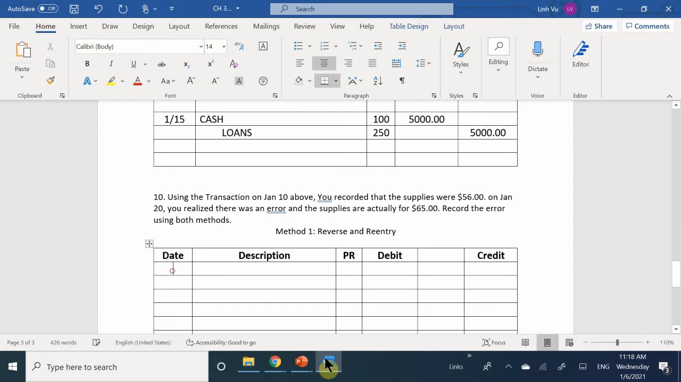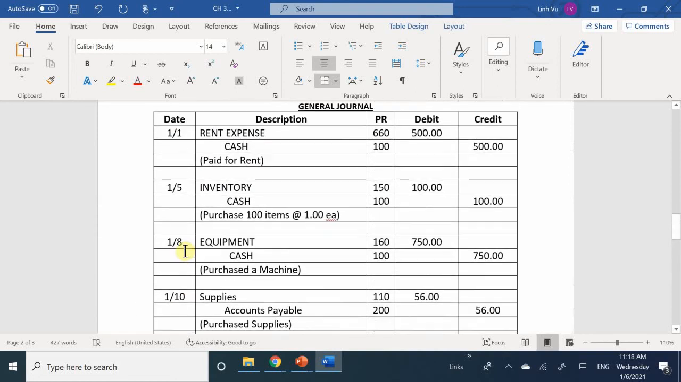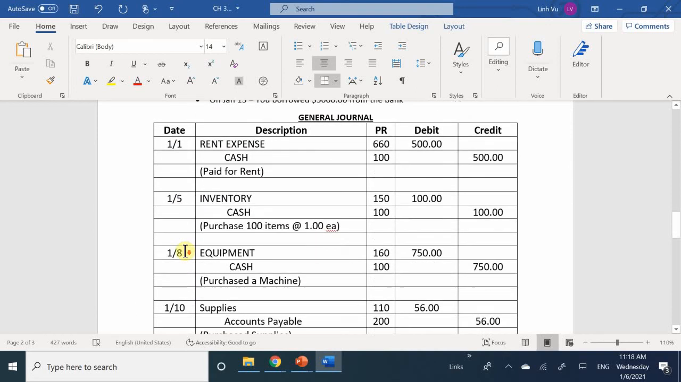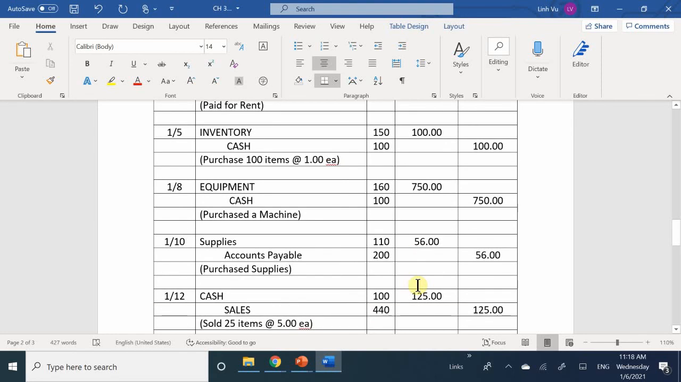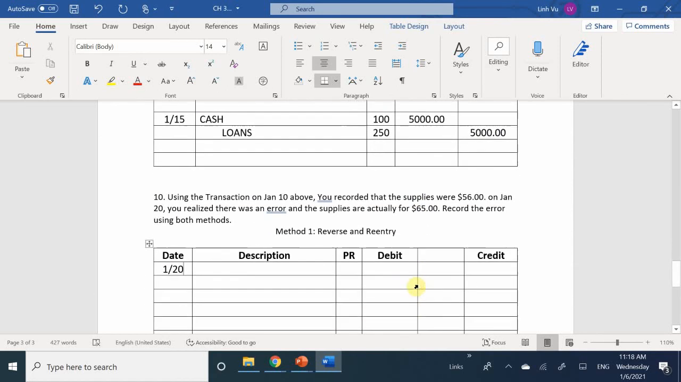So the first one's reverse and re-entry. The day that I found out was actually on January 20th, so I have to put the correct date that I found out my error. Now, first things first, I originally journalized it as supplies. All right, let me find my transaction here. So I journalized it originally as I gained supplies and I put it on account. Okay, so how do I reverse this transaction? Debit accounts payable, correct, and then credit supplies.